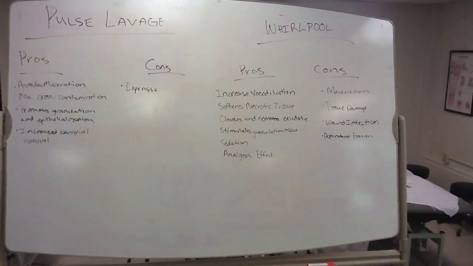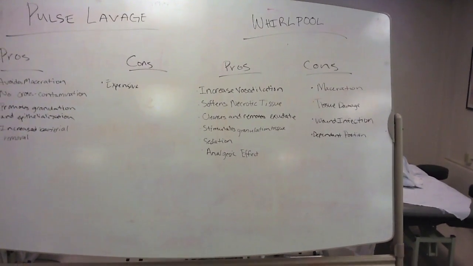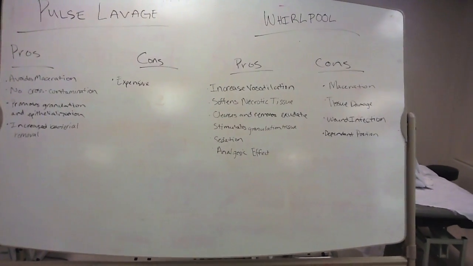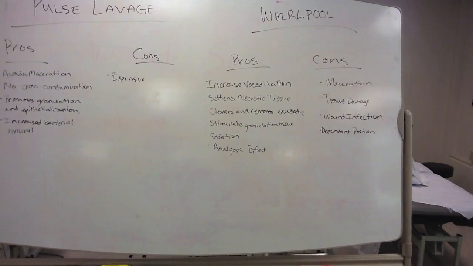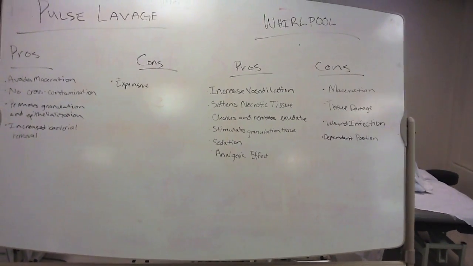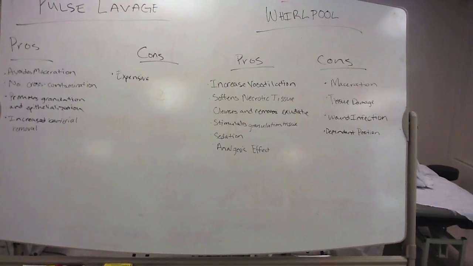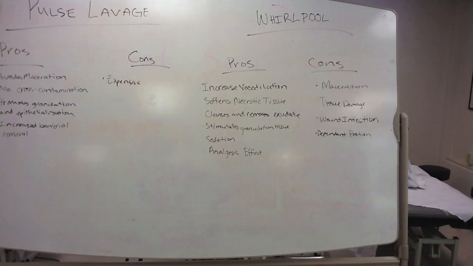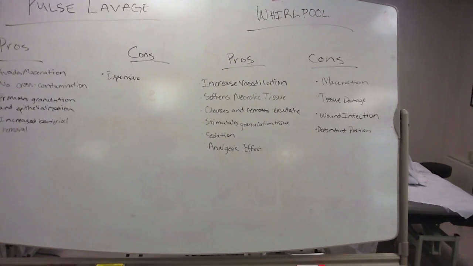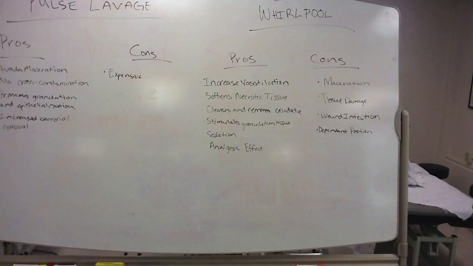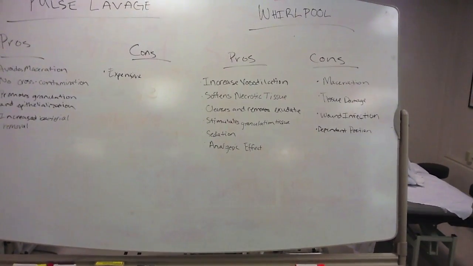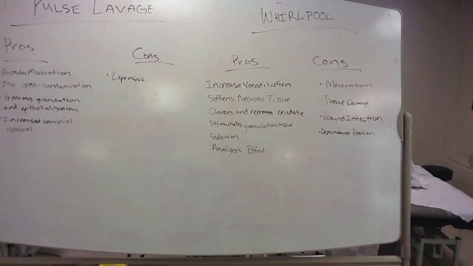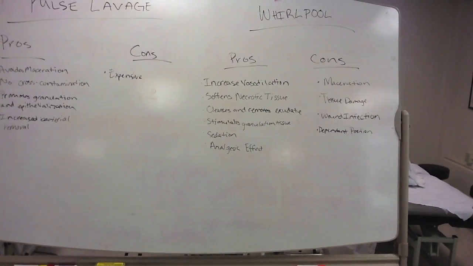so that can be not very cost effective. And then for Whirlpool, your pros are you have increased vasodilation, you get softening of necrotic tissue, cleanses and removes exudate, stimulates granulation tissue, has a sedation and analgesic effect from either the warm or the cold water. And cons are you have maceration of the skin, you can increase tissue damage, you have a higher likelihood of wound infection from poor cleanliness of the Whirlpool, and you're also put in a dependent position, so you can have increased edema.